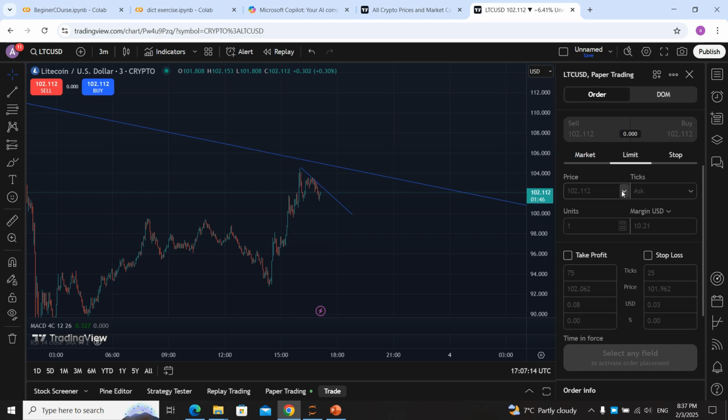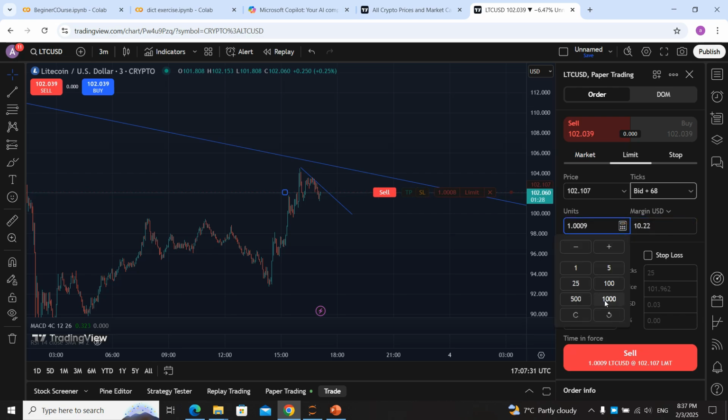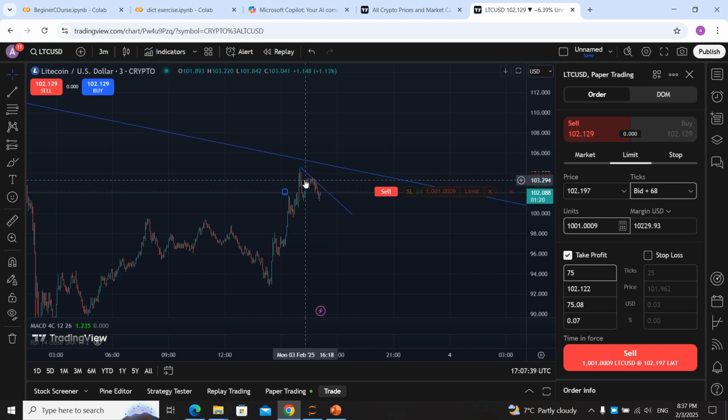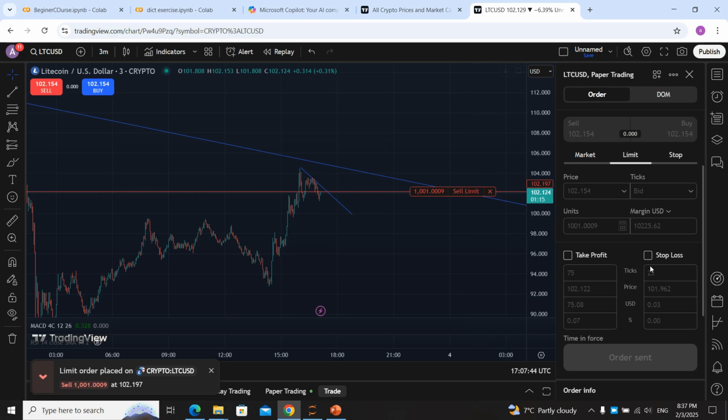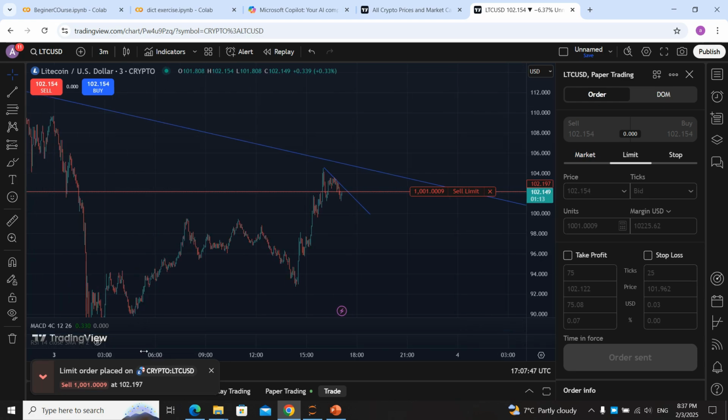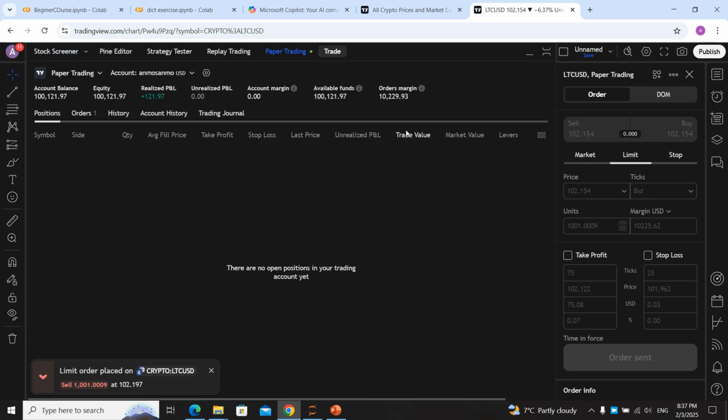We sell that, price ask. We are going to sell at this price and the bid is good. Units, we are going to use 100 units, it's 10,000, and we are going to use take average. Not for now, we are just going to sell it. Let's see if our order is placed here.